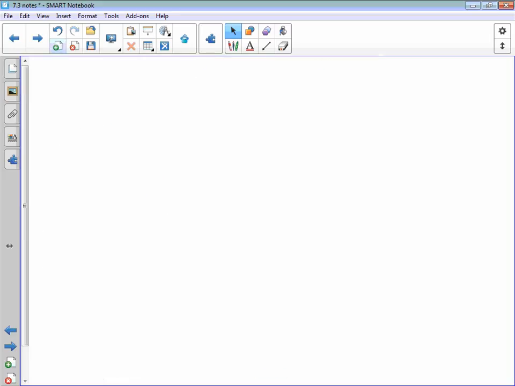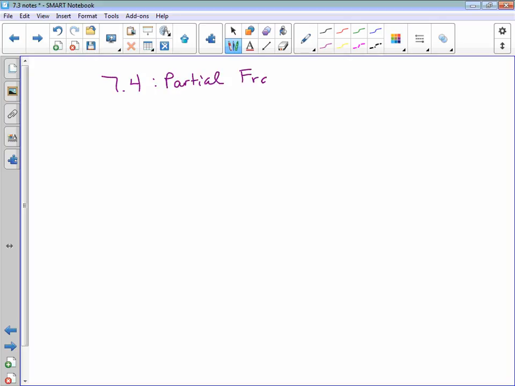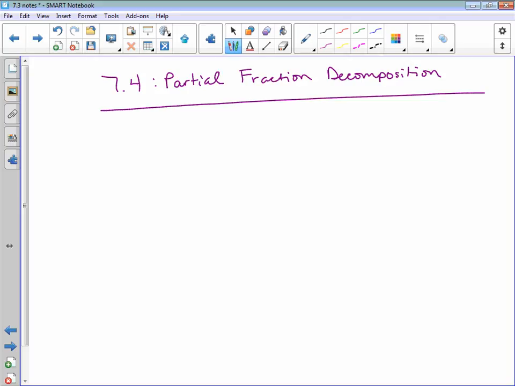All right. So now, essentially, we're moving on to 7-4. We're doing 7-3 and 7-4 today. Oh, now we're doing actual notes. This is something new. All right, 7-4, partial fraction decomposition.